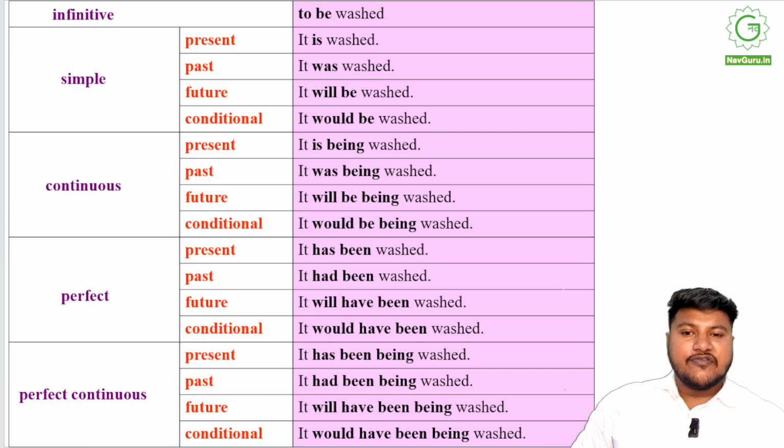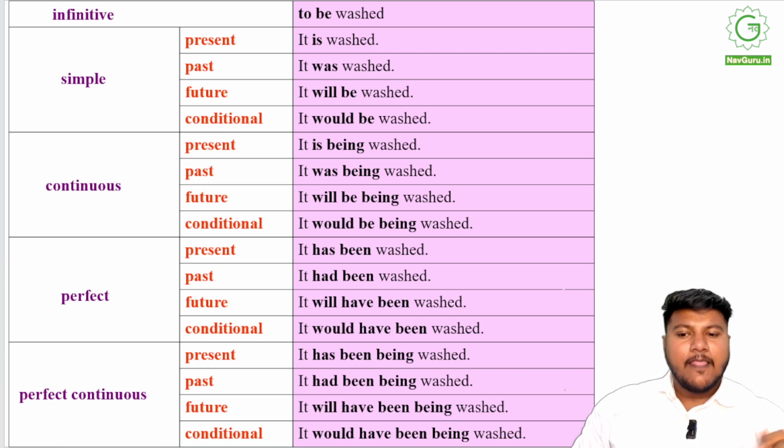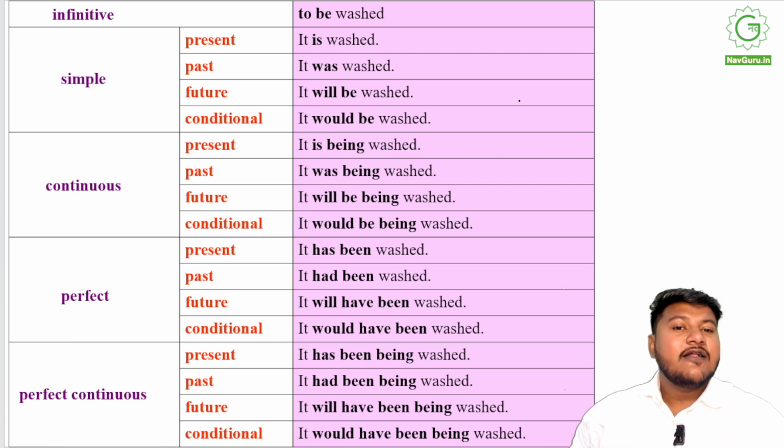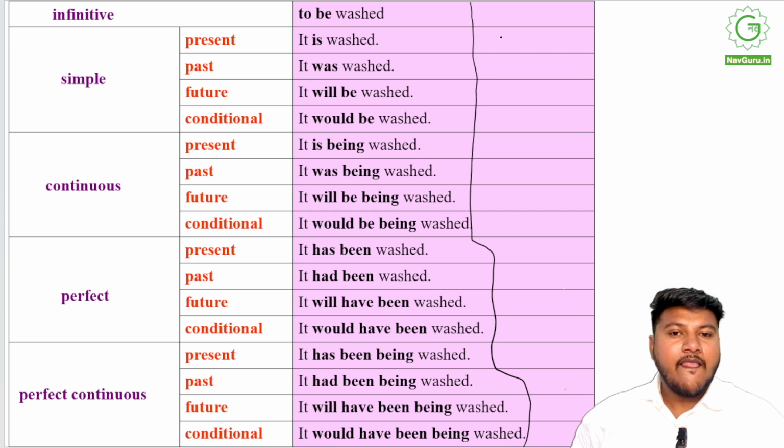But when I'm using continuous, in present it is being washed, past it was being washed, future it will be being washed, and conditional it would be being washed. Perfect: it has been washed, it had been washed, it will have been washed, and it would have been washed. Perfect continuous: it has been being washed, it had been being washed, it will have been being washed, and it would have been being washed. So these are the passive forms of only one particular thing that's going on, right?